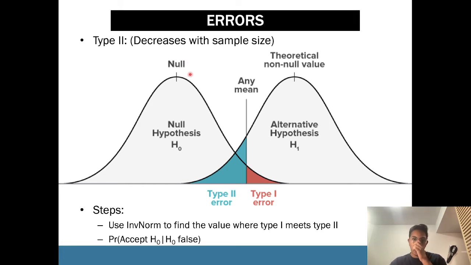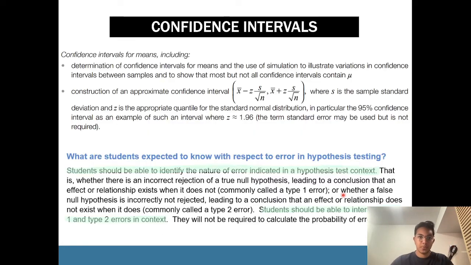All right. So type 2 errors decrease with sample size. And when we want to work out our type 2 errors, we want to find the value when type 1 meets type 2. So this is the probability of accept h0 given that h0 is false. And that is that intersection period.